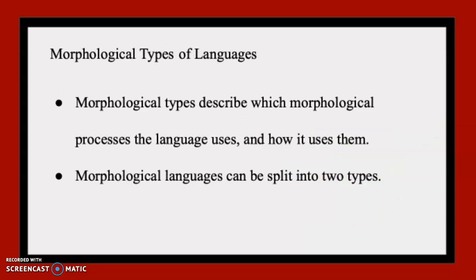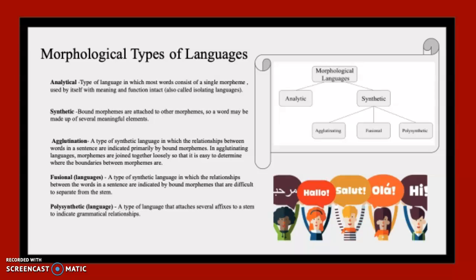This next section is on the morphological types of languages. These categories of language basically describe which morphological processes the language uses and how it uses them. There's a kind of classification system for this, as you can see here. We've got a sort of taxonomical tree here. The first division is between analytic and synthetic languages. These two types are often referred to more descriptively as isolating and inflecting languages, respectively.